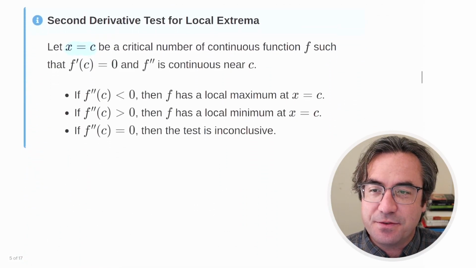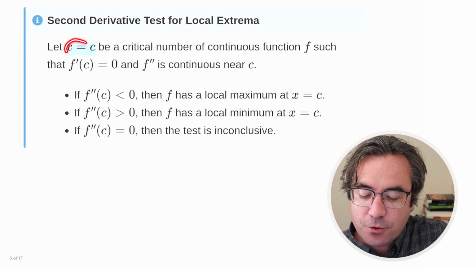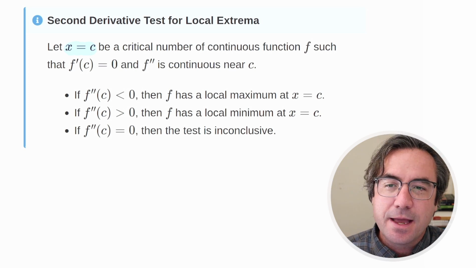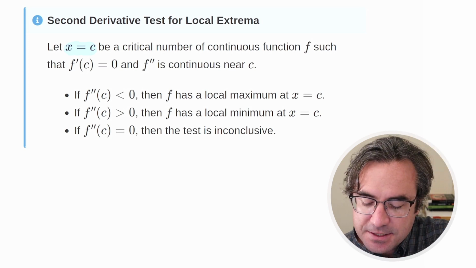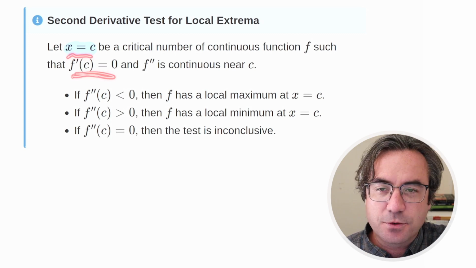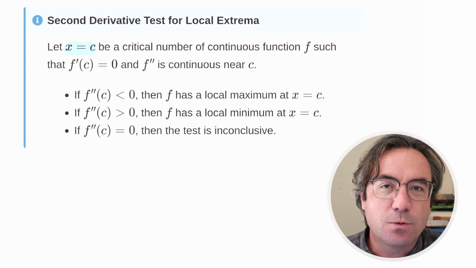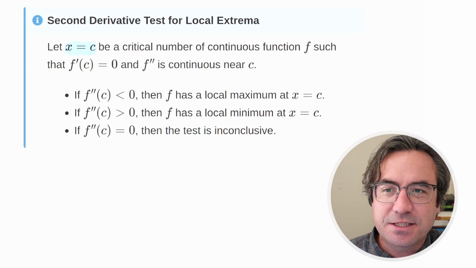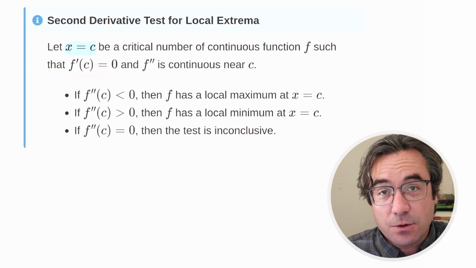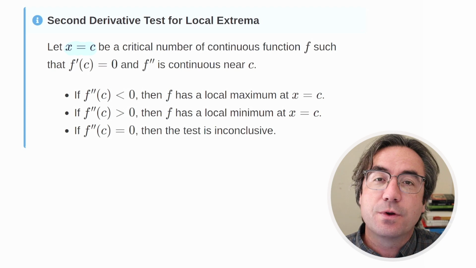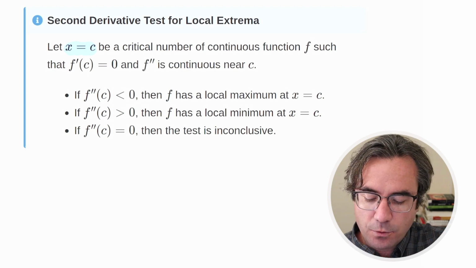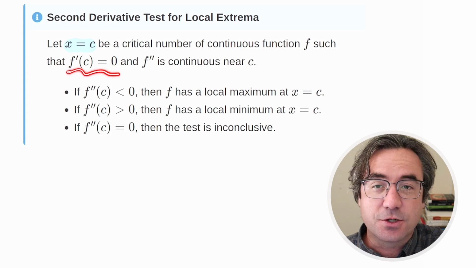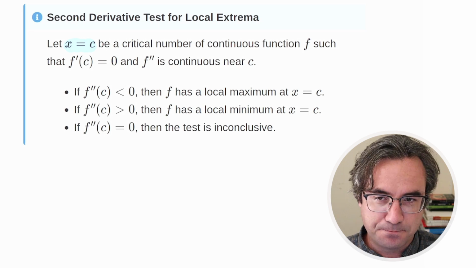The second derivative test says that if we have a critical number x equals c, and it's a special critical number, one of those critical numbers where the derivative is equal to 0. We know for a critical number, one of two things has to happen: either the derivative is equal to 0 there, or the derivative is undefined there. So we're only going to be considering the cases when it's a critical number where the derivative is 0.